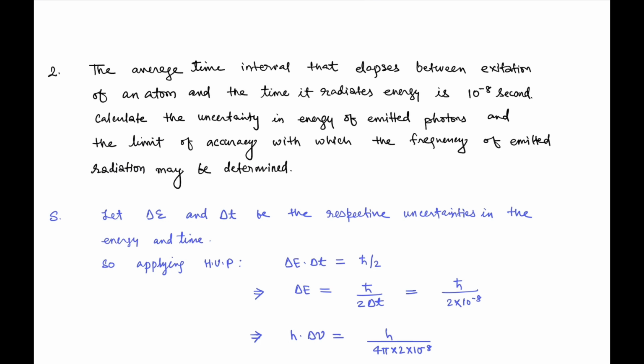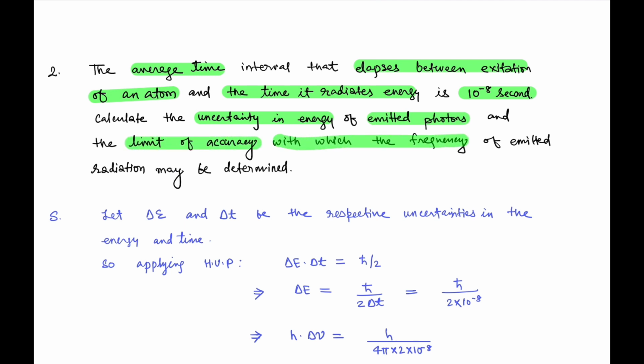Now let us look at the second question. The average time interval that elapses between excitation of an atom and the time it radiates energy is 10 to the power minus 8 seconds. This is the average time. Like the atom is being excited, so it will radiate energy when it comes back. Now we need to calculate the uncertainty in energy of the emitted photon and the limit of accuracy with which the frequency of emitted radiation may be determined.